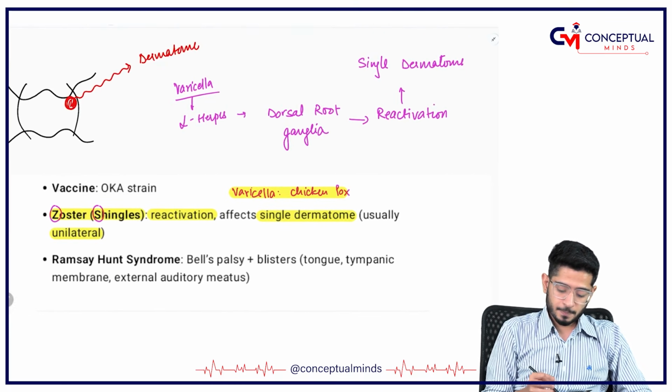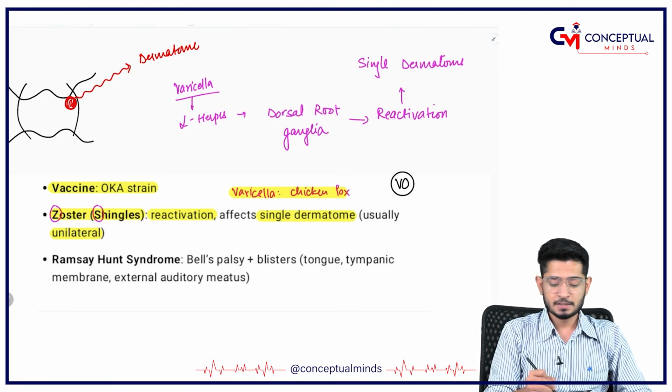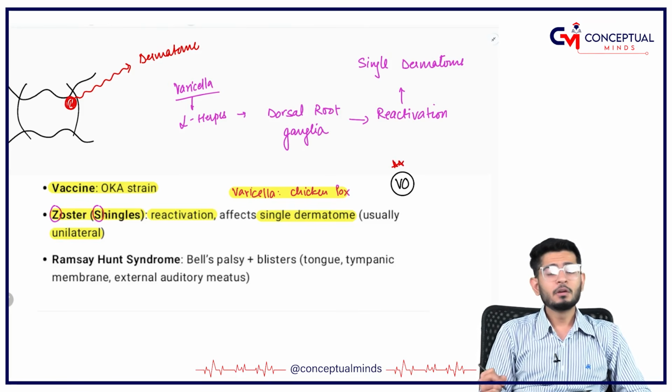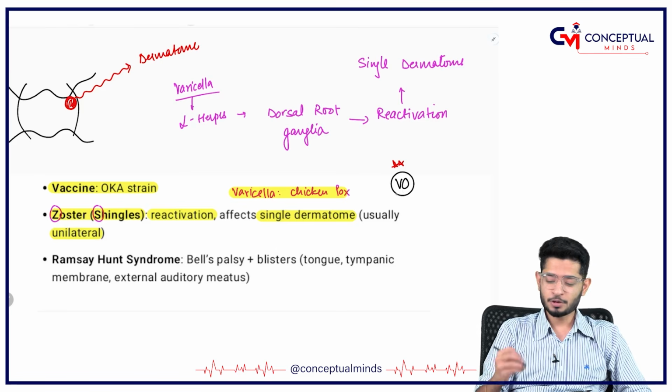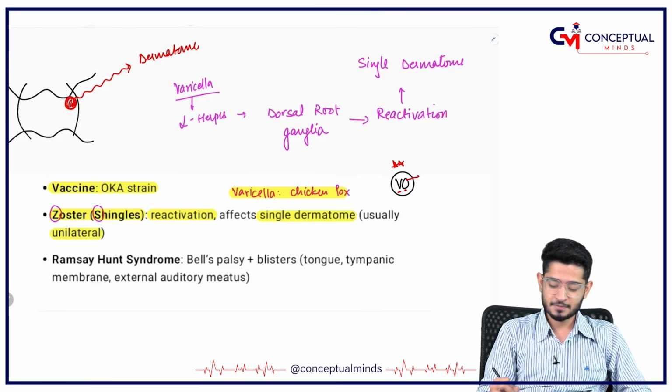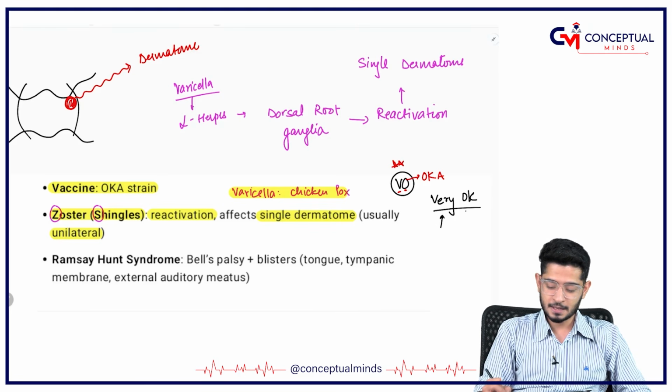Always remember, the vaccine is having the OKA strain. So varicella is having the OKA strain. There is a song in Hindi, "Woh lamhe", so V and O are important. So, varicella is having which strain? OKA strain. Now if somebody asks you how are you, you will not say I am okay, you will say I am very okay. Why very okay? Because varicella OKA strain.